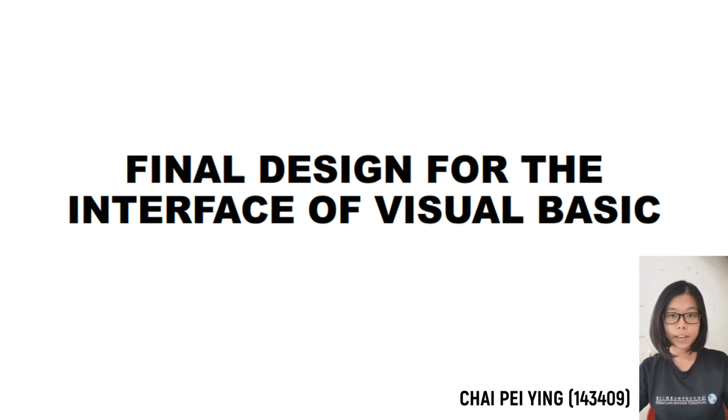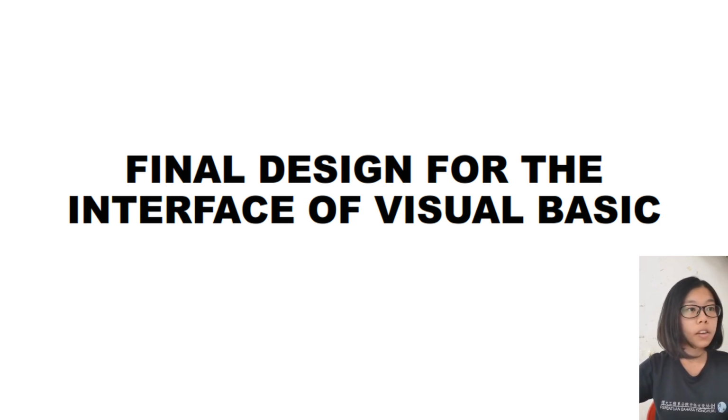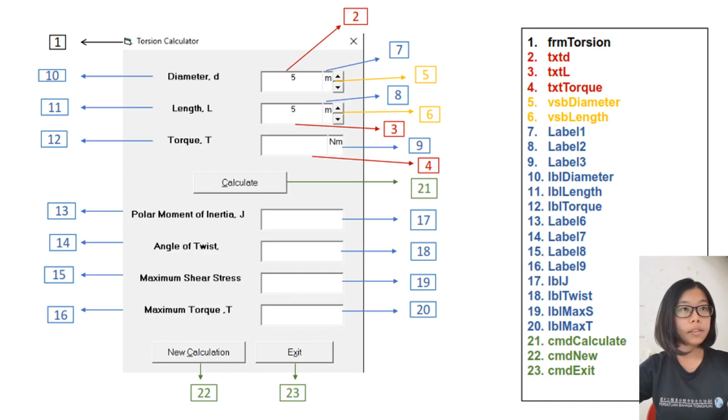Now I would like to present the final design for the interface in Visual Basic. First, number one is our torsion calculator with the name FRM Torsion. After that, numbers 2, 3, and 4 are our text boxes with the names TSTD, TSTL, and TSTT. Next are our vertical scroll bars, numbers 5 and 6, with the names VSB Diameter and VSB Length.